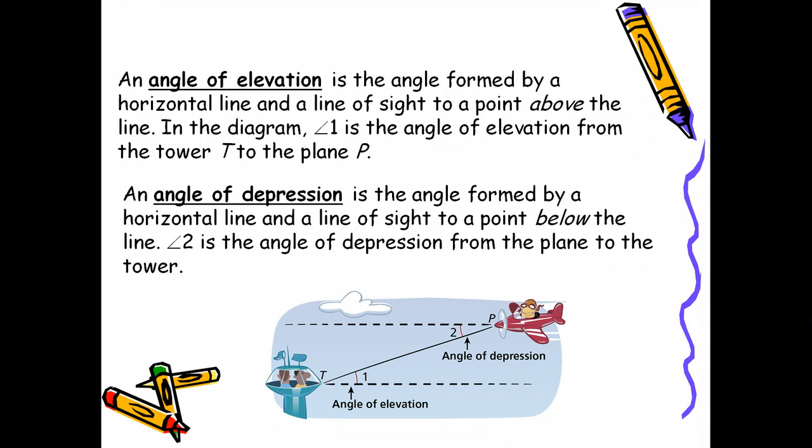An angle of depression is the angle that's formed by the horizontal line of sight. So his line of sight is here, and a point below. So this would be an angle of depression because the pilot is looking down at the men in the tower.